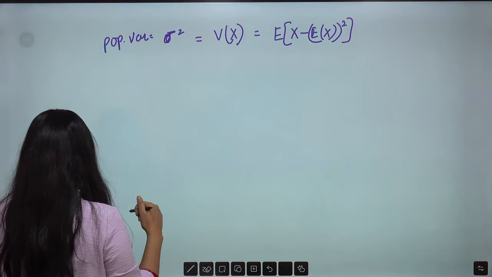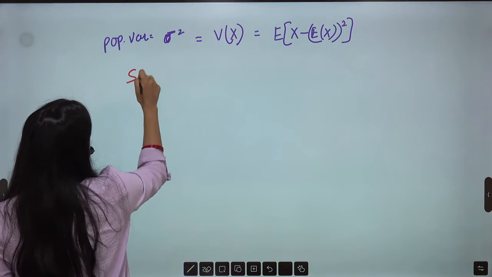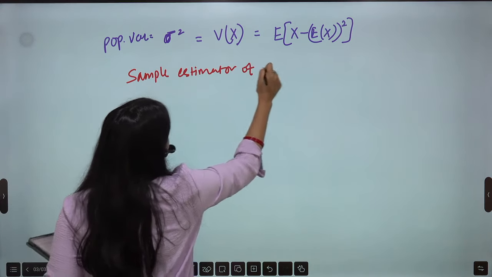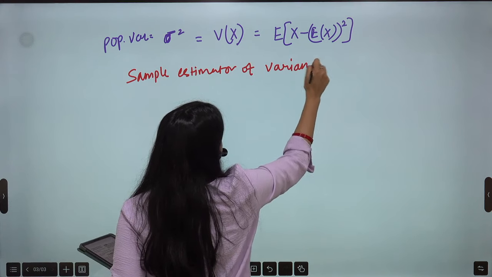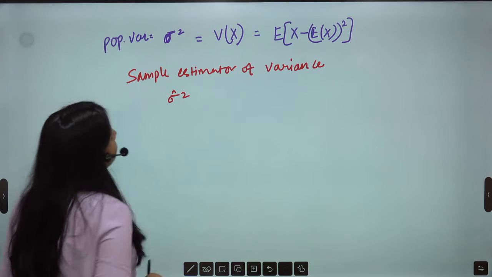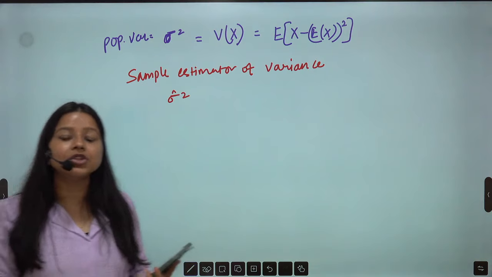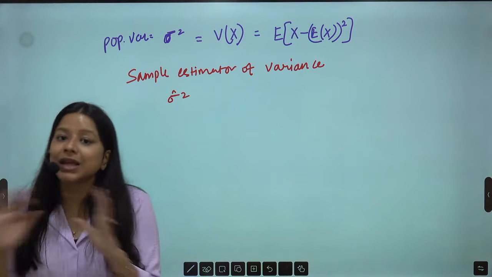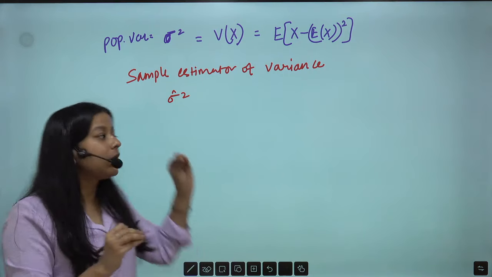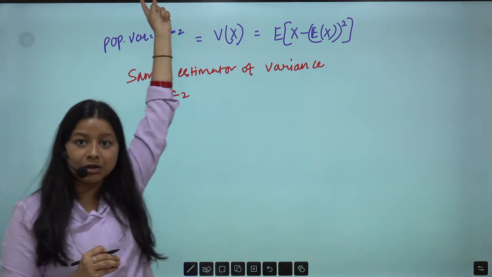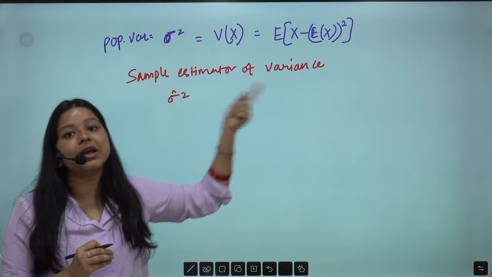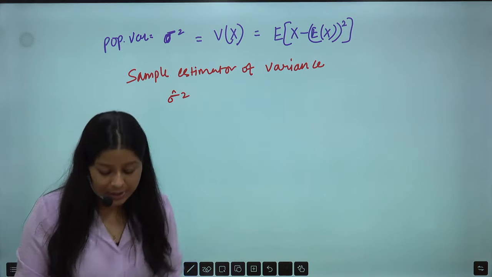Now in this case the sample estimator of variance, जैसे वहां था mu hat, यहां पे हो जाएगा sigma square hat. वहां हमने mu hat निकाला, which is कि अगर आपको population mean नहीं given है तो आप उसको कैसे estimate करोगे? mu hat use करके. Similarly अगर आपको population variance sigma square नहीं दिया हुआ तो sigma square estimate करने के लिए हम sigma square hat use करेंगे.